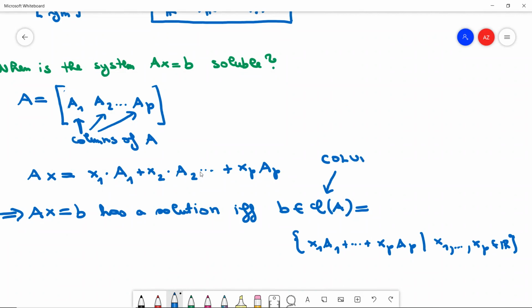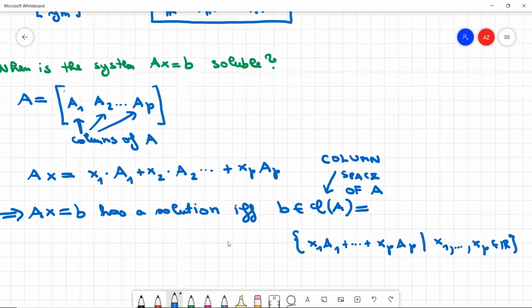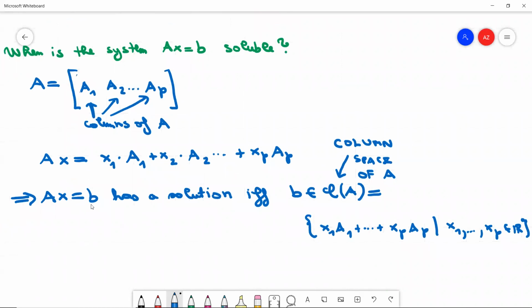We will denote this with C(A) and say that it's the column space of A. We will use it in the remaining 3 weeks. So C(A) will mean this column space of A. Okay, so the system AX = B has a solution if and only if B is in the column space of A.